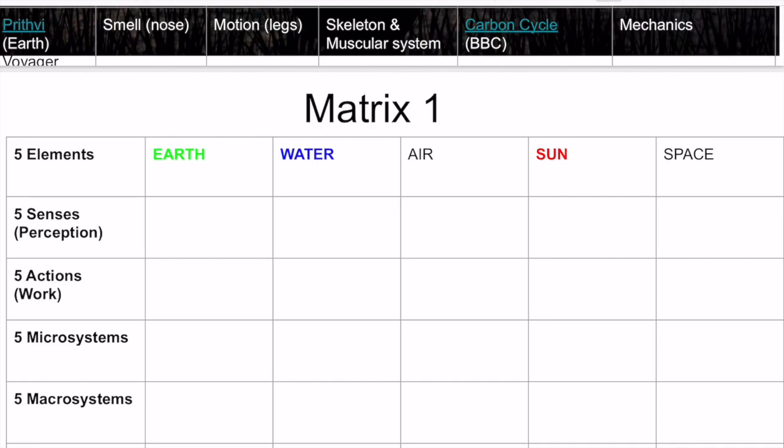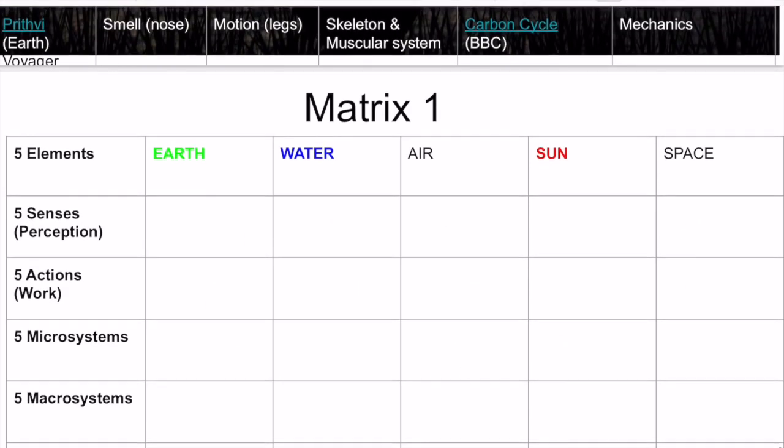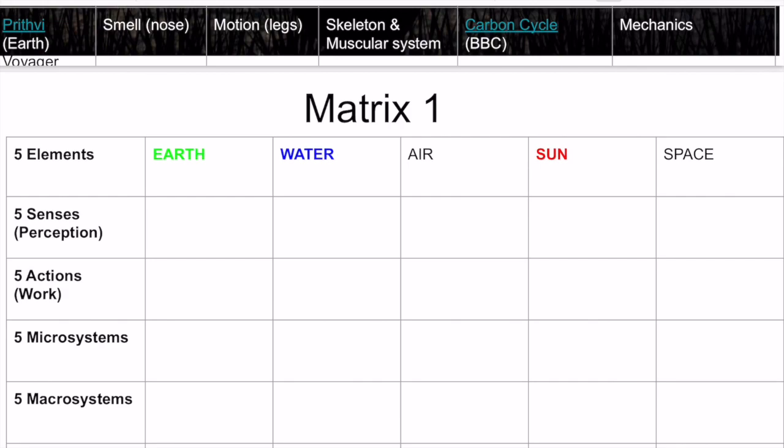So I invite you to stop the video, grab a piece of paper, and try to complete this matrix from your own understanding, from your own recalling of what makes sense to you. And then we'll see if we are agreeing or not.